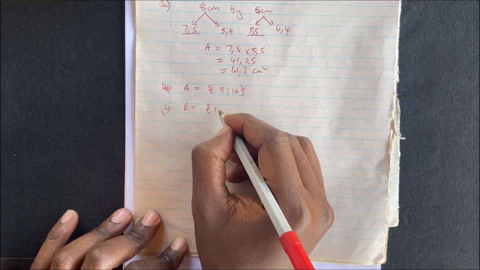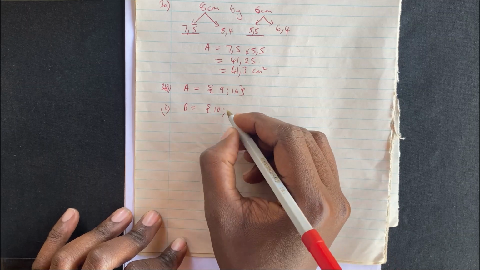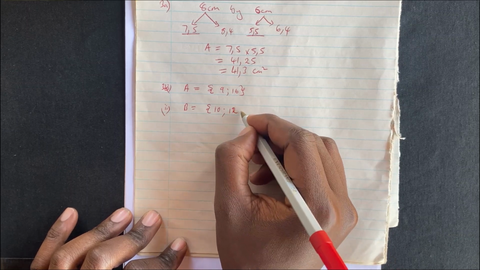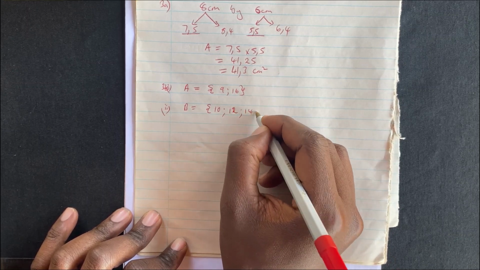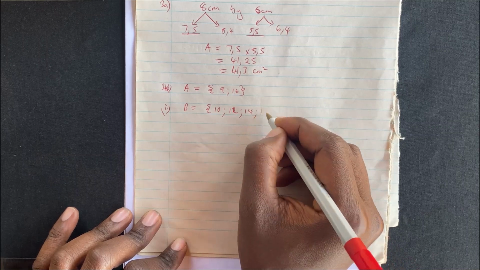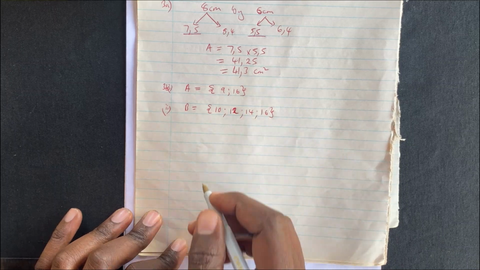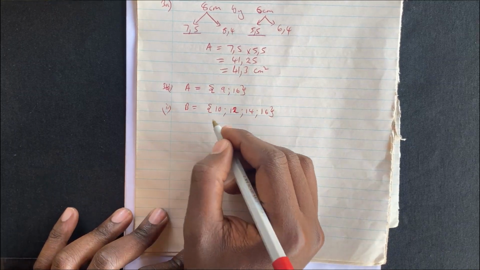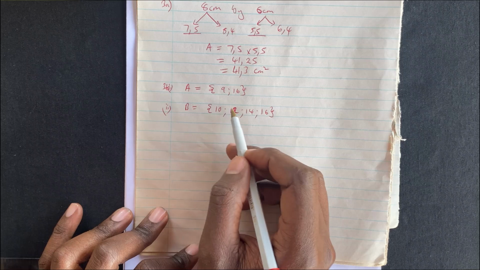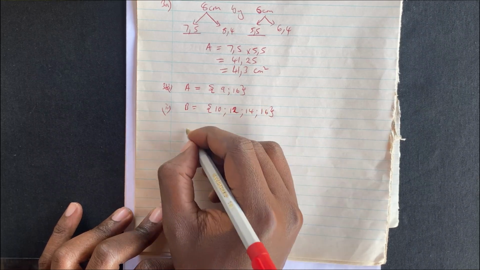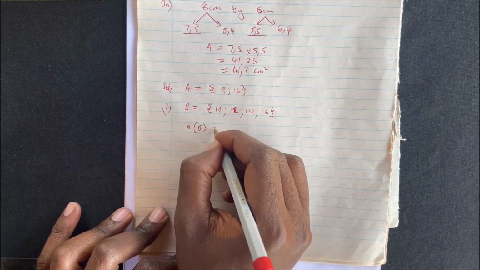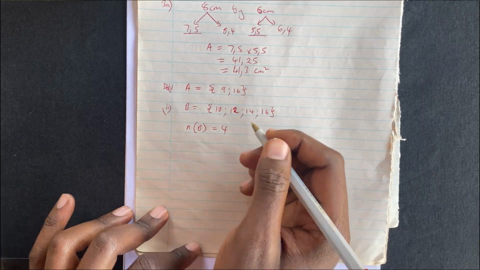is going to start from 10, 12, and 14, 16. So this is our set B. So the number of elements in set B, we have 1, 2, 3, 4. So the number of elements in set B is equal to 4.